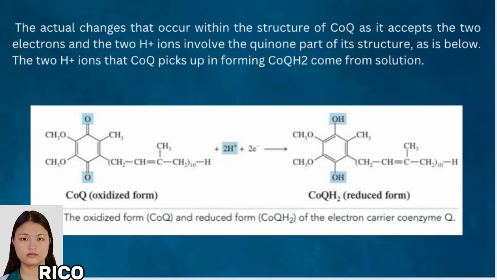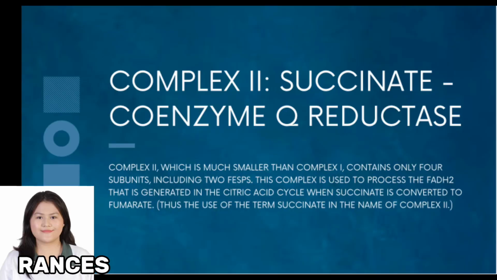Good day, everyone. I am Stefan Maurice Rances, and today I will discuss complex 2, also known as succinate coenzyme Q reductase. Unlike complex 1, complex 2 is smaller and simpler, containing only 4 subunits. Among these, two are key enzymes involved in its function.